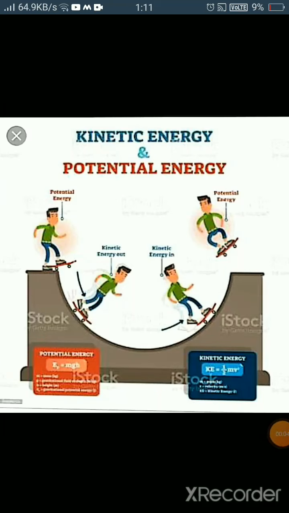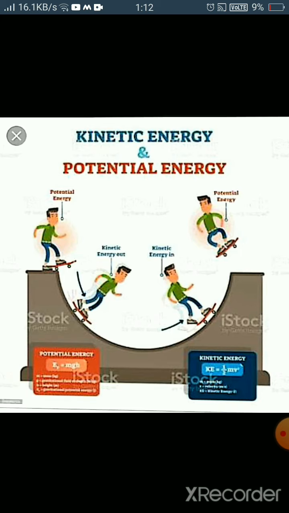As we are discussing chapter number 11, work and energy. In the previous class, we discussed work and positive and negative work. Today, we are going to discuss energy and the types of energy. Energy is the capacity of doing work. Any object having the capability to do work is said to possess energy.